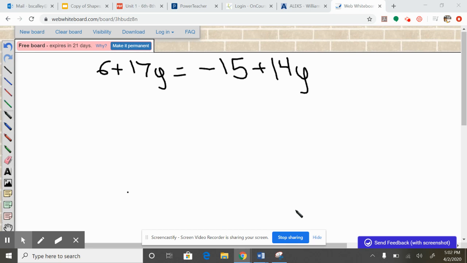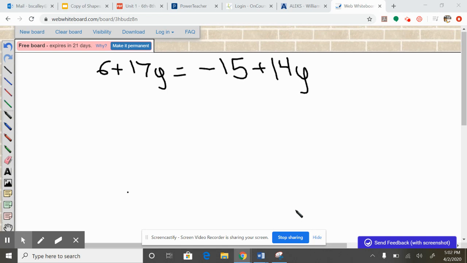All right, so example number two, big difference between this example and the last example. Now, there's still only one variable. Yes, there's two y's, but that is only one letter. I don't have an x and a y, I just have a y. So I need to figure out what value of y would make both of these sides of the equation equal. I want to end up with an answer that makes both sides equivalent.